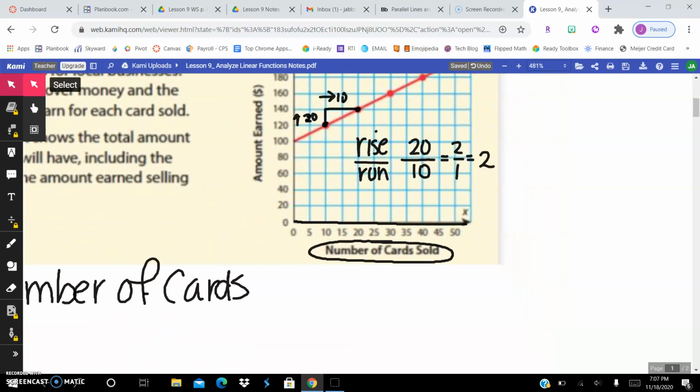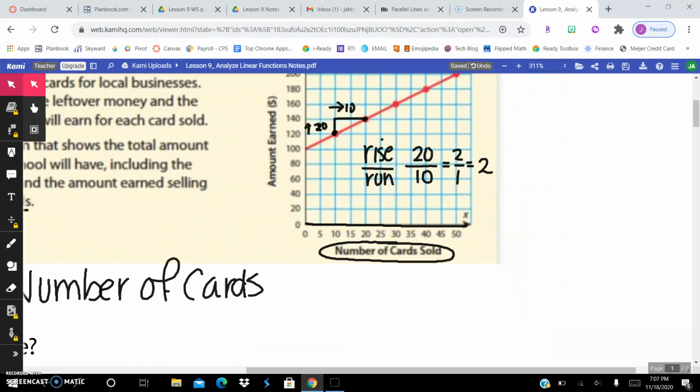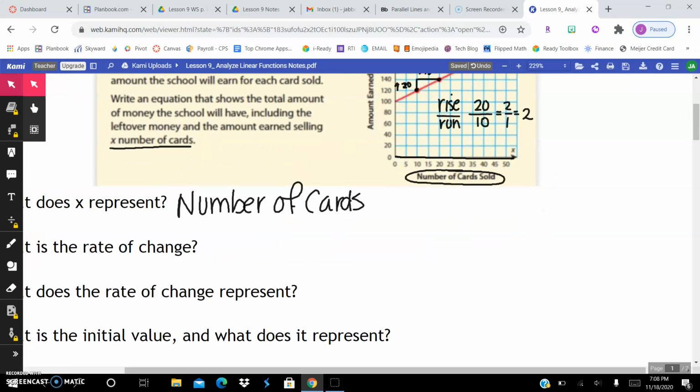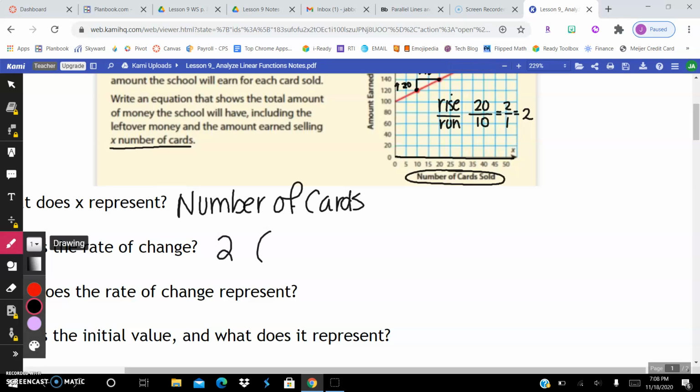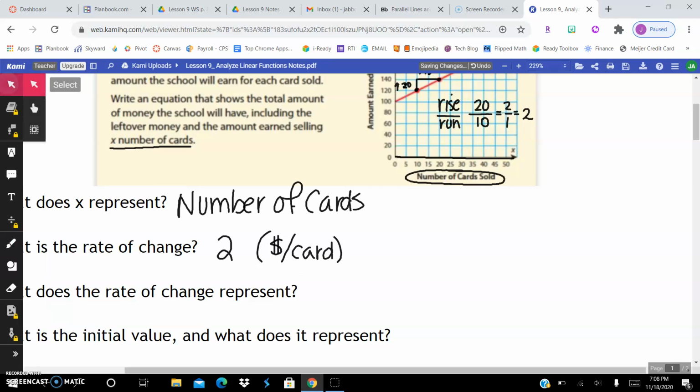So what is my rate of change? Well, we're going up 2 for our every 1. So amount earned is on the y-axis, so 2 is your dollar. And then X going over on the 1 is the number of cards sold. So what is the rate of change? The rate of change is 2, and that means money per card. So it's $2 per card that they get to keep.